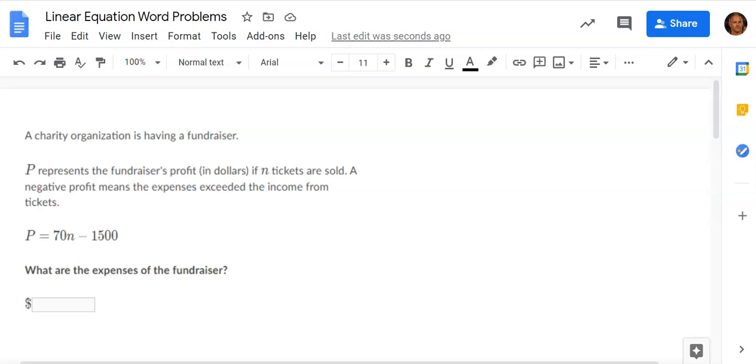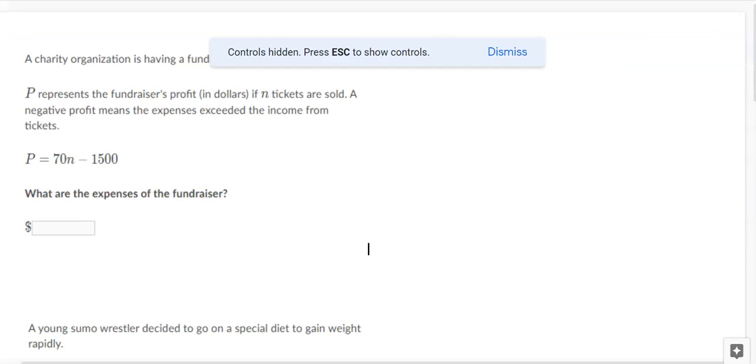Khan Academy linear equation word problems. I've snipped a few of the problems out of this section to help you out and give you a hand. So let's jump right into it.